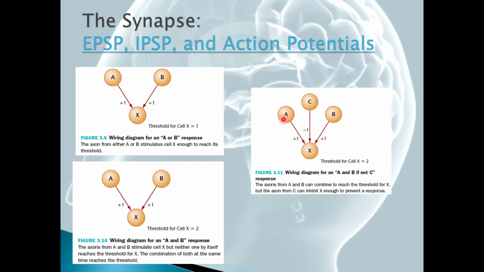Now let's say A, C, and B all stimulate X at the same time or around the same time. Will X fire an action potential? Do we get to a threshold of 2? 1 plus 1 minus 1 is only 1. So X will not reach threshold and will not fire an action potential. Just showing you how sometimes the excitatory stimulation gets counterbalanced or counteracted by an inhibitory stimulation.